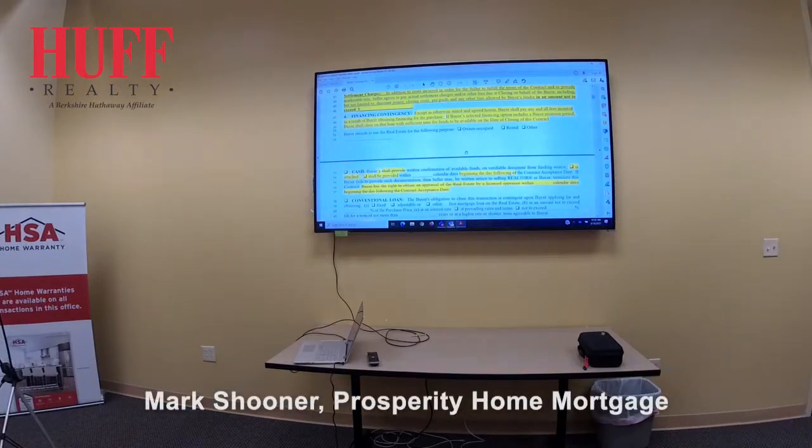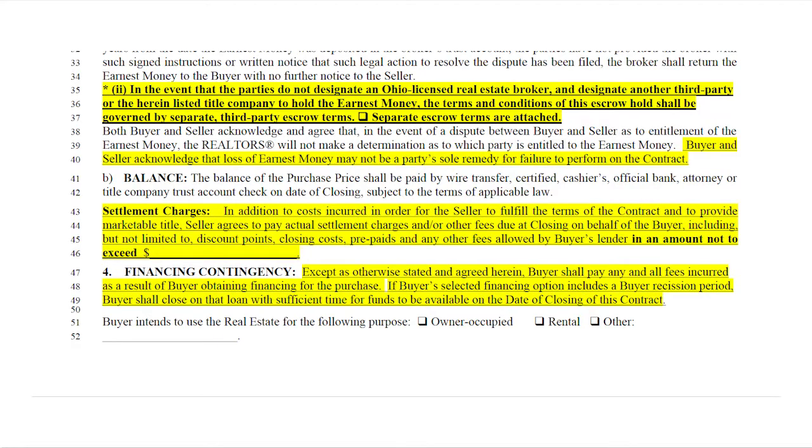All right. Yeah, there's really not many changes for you guys. We've got the settlement charges. That's the same. That's been in there. That's whatever they're paying, you know, whatever the seller's paying towards the buyer's costs. That's going to be on line 43. Financing contingency.